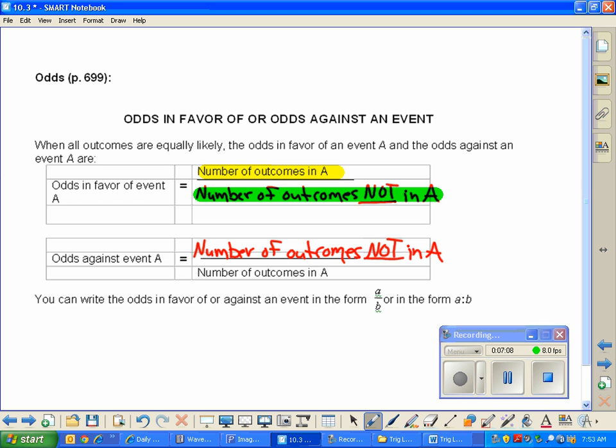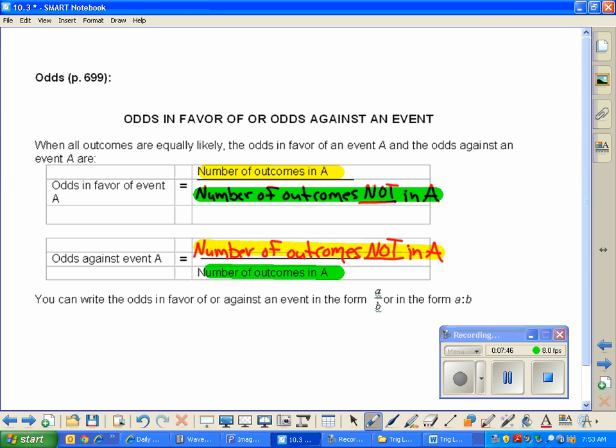So please understand that the difference between odds and probabilities is in the denominator. In probability, the denominator is your total number of outcomes. But with odds, it's just the leftovers that weren't in your favorable set. We can also do odds against an event happening. And this is just basically the reciprocal of odds in favor. So you'll see that the numerator this time around, if it says odds against, we want the unfavorable outcomes over your number of outcomes in A. In other words, your favorable outcomes.